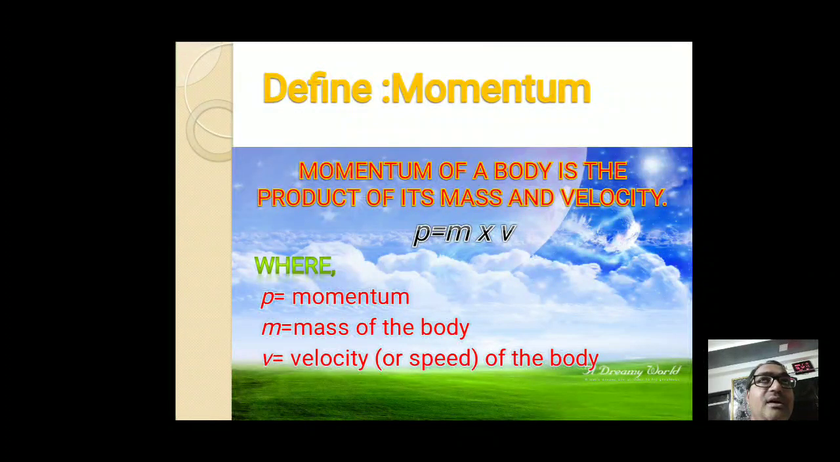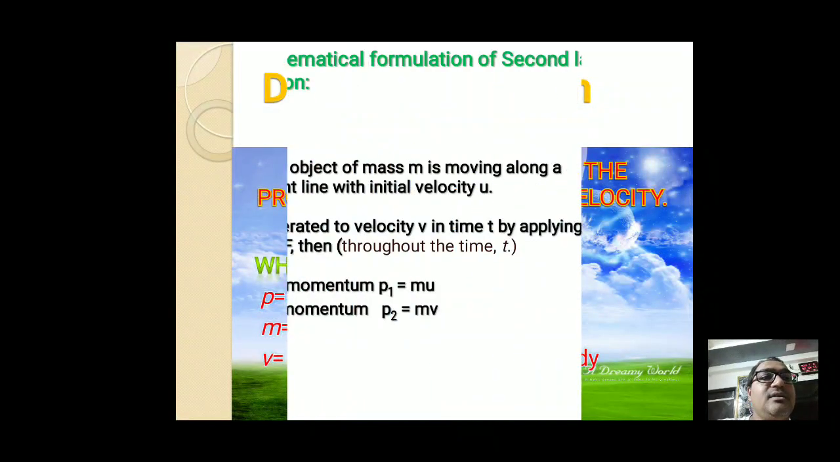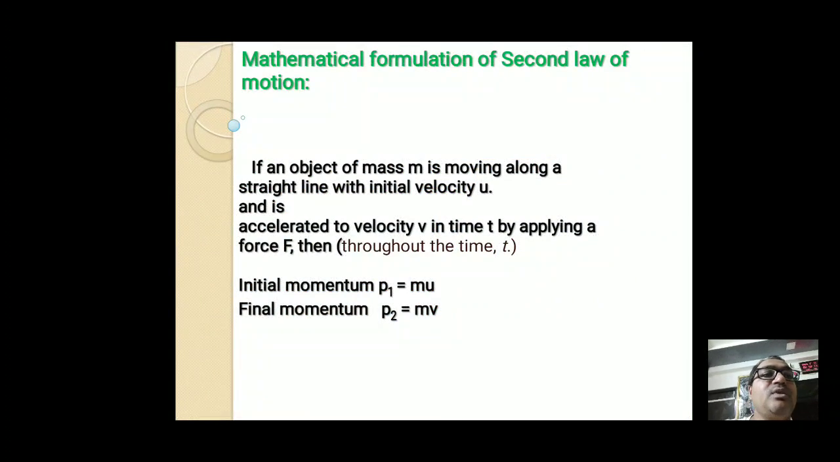I have revised these two terms, the statement of Newton's second law of motion and the definition of momentum, because they will be used in our main equation, the mathematical formula of the second law of motion. I hope you understood the statement of the second law of motion as well as momentum. Now let's understand our main topic, the mathematical formula of the second law of motion, that is F is equal to ma.